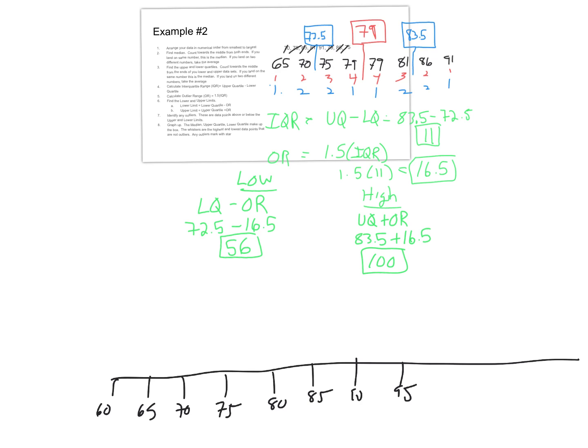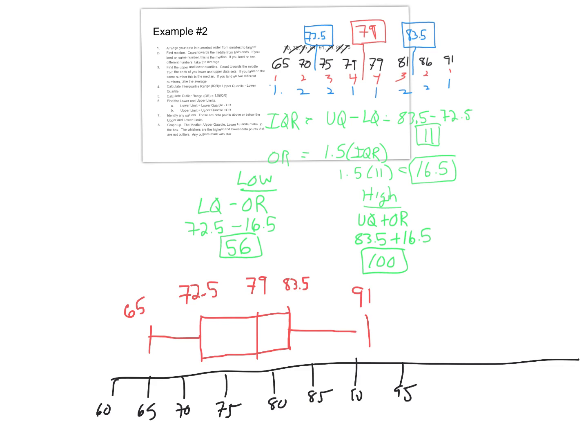All right, so let's do this up. Lowest quartile, 72 and a half. Median, 79, so closer to 80. Upper quartile, 83.5. So there's my data set. There's my box. Whiskers: the lowest data point that is not an outlier is 65. The largest data point I have, not an outlier, is 91. And there is the box and whisker.